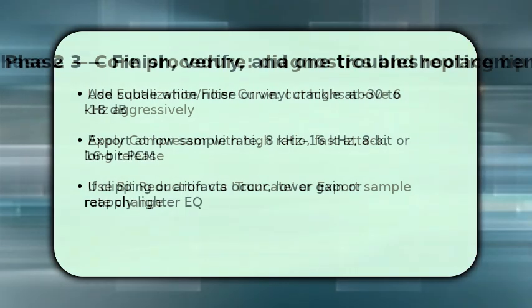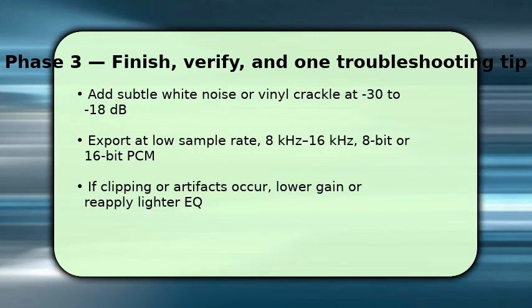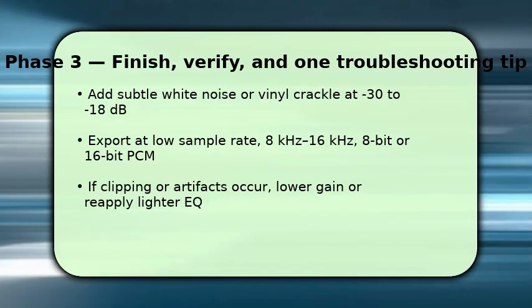Generate low-level white noise or vinyl crackle and mix it at around -30 to -18 dB so the result feels degraded without masking speech. Then export using a low sample rate, 8K Hz to 16K Hz, and choose 8-bit or 16-bit PCM for harsher quantization.